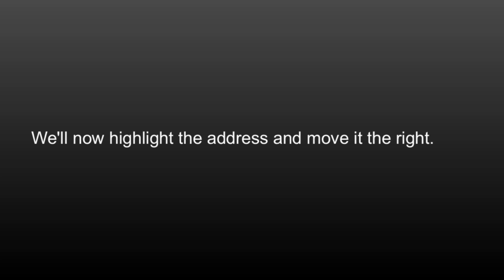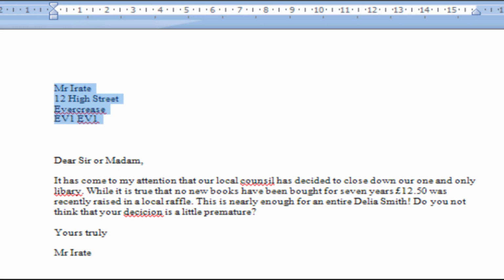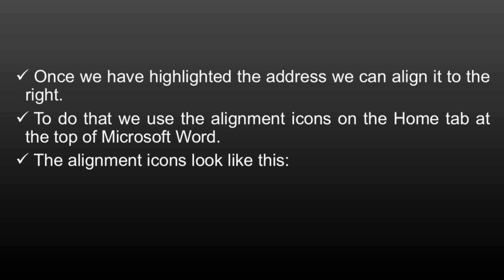We'll now highlight the address and move it to the right. So, using one of the highlighting techniques you have learned, highlight the address and only the address. When you have finished, it should look like this one. Once we have highlighted the address, we can align it to the right. To do that, we use the alignment icons on the Home tab at the top of Microsoft Word. The alignment icons look like this.